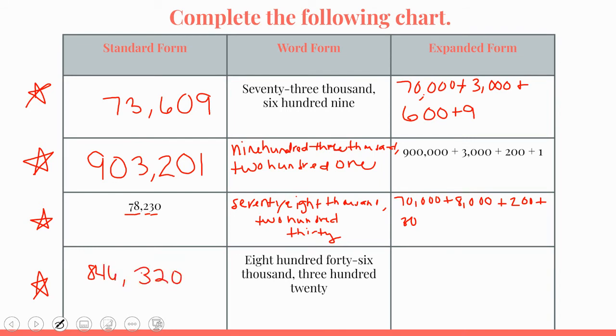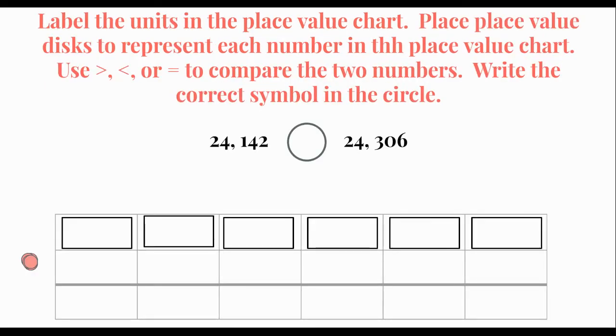846,320. All right. Now I'm going to put this in expanded form. 800,000 plus 40,000 plus 6,000 plus 300 plus 20. And I'm not adding anything for the ones place because there is nothing in the ones place here. All right. On to the next one.